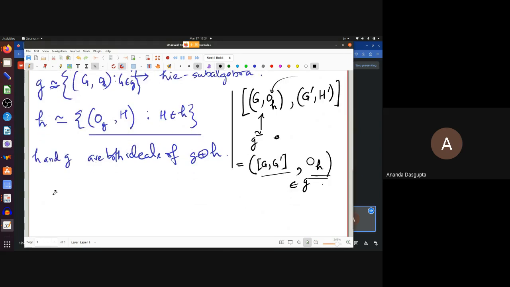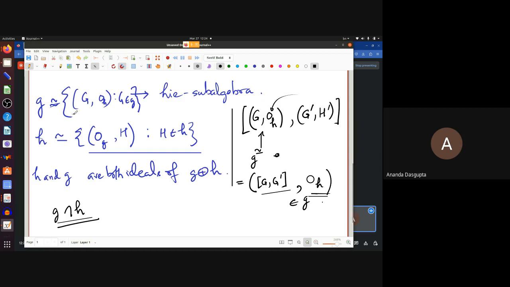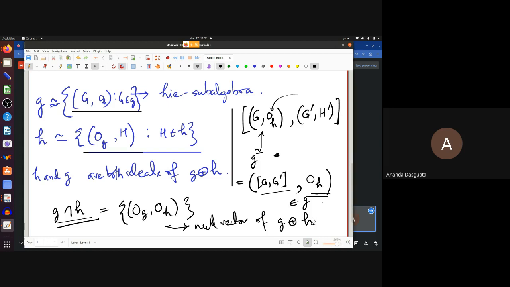And in fact, there's another important thing. If you take the intersection of small g and small h, I don't mean take the intersection of the original Lie algebras because they may have no elements in common. But you really are talking about intersections of these two, which of course has only one element in them, which is 0g, 0h. And this is, of course, the null vector or the identity element for the addition of this direct sum algebra.